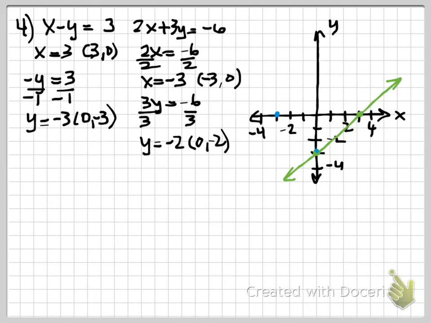Oh, look at that. Oops, draw that a little straighter. And what's their point of intersection? They both happen to have 0, negative 3 in common. Okay, so you will be needing graph paper tonight for your homework.